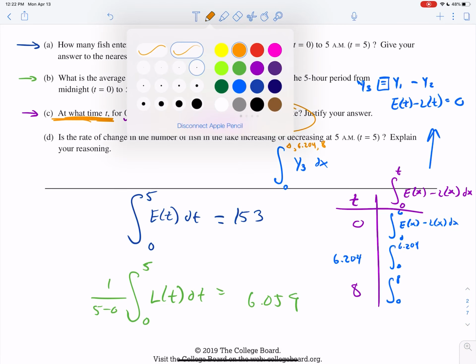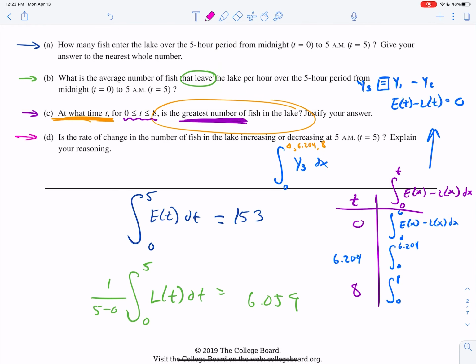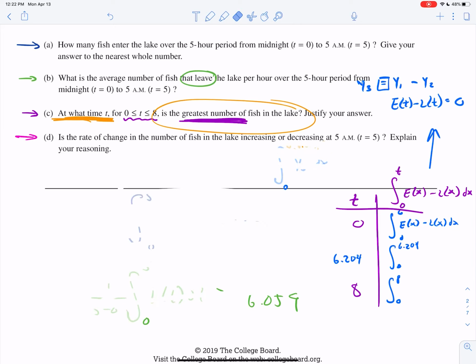Here's the last one. Is the rate of change in the number of fish in the lake increasing or decreasing at 5 a.m.? Remember, this goes back to that problem with the bathtub. If you have a bathtub and the drain is open and you're running the water, how will the water level increase? The only way that's going to happen is if you have more water going in than there is going out. Now, if the water is going downwards, you know that there's more water draining than there is water entering. So you're really looking to see which one is working a little bit harder.